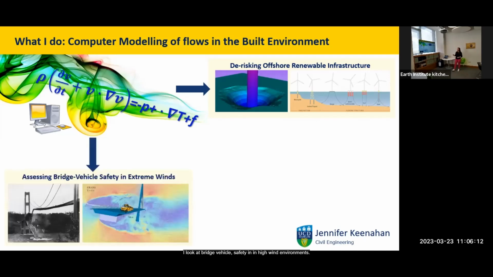I also look at bridge vehicle safety in high wind environments. It seems like quite a different application, but there's a lot of parallels. Here the flow is wind as opposed to water. That's a picture there of the Tacoma Narrows bridge disaster. That was in the 1940s. And it's largely understood to have been caused by wind, not a particularly fast wind. The motion of the wind interacting with the motion of the bridge was too much, and it collapsed.